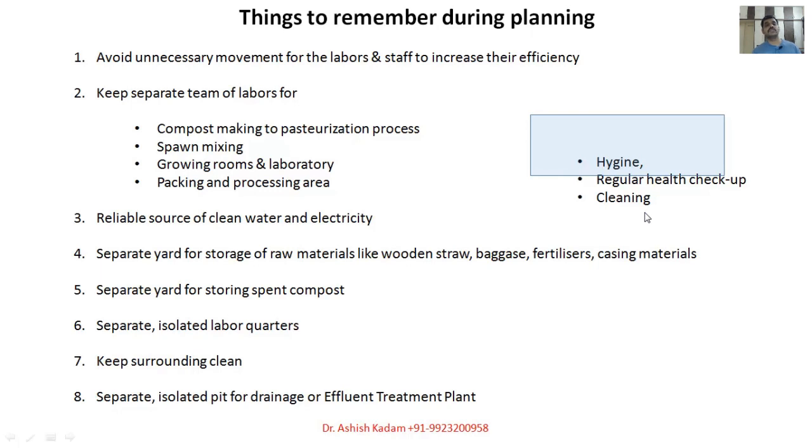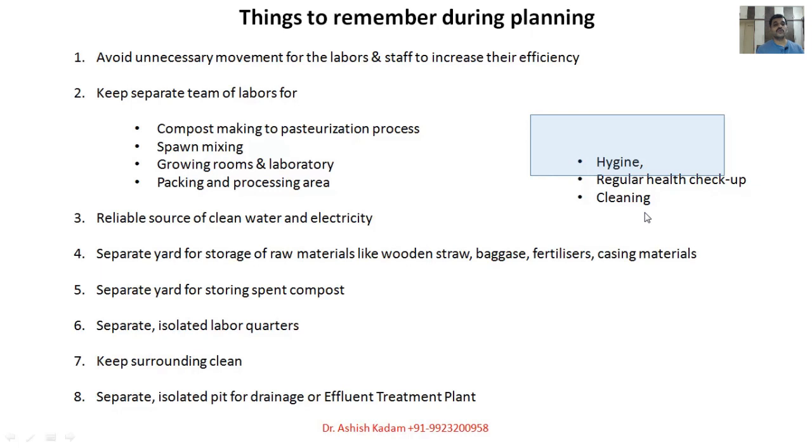And for operation of this, you require 24/7 electricity. So there has to be either a generator, or there has to be a reliable source of supply of electricity from the common grid. And another important point here is the clean water. The water which you are using for the compost making, or the water which you are spraying on the beds during the vegetative growth, has to be very clean quality water.